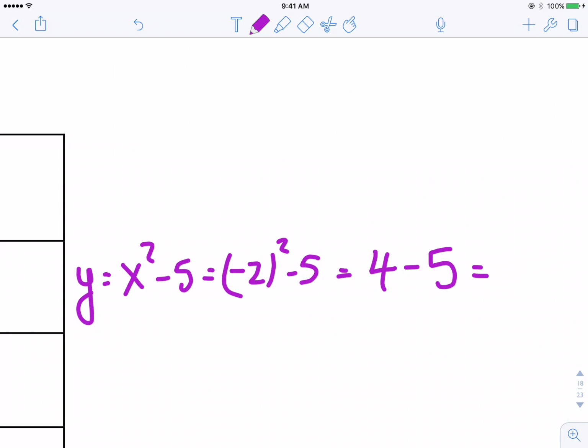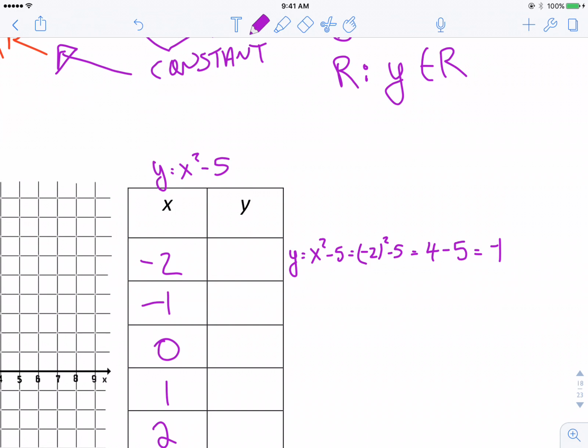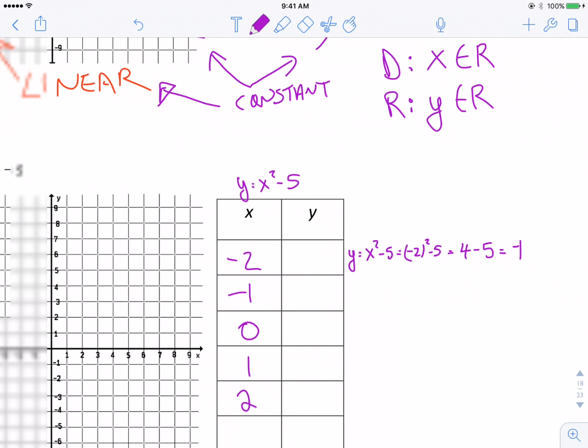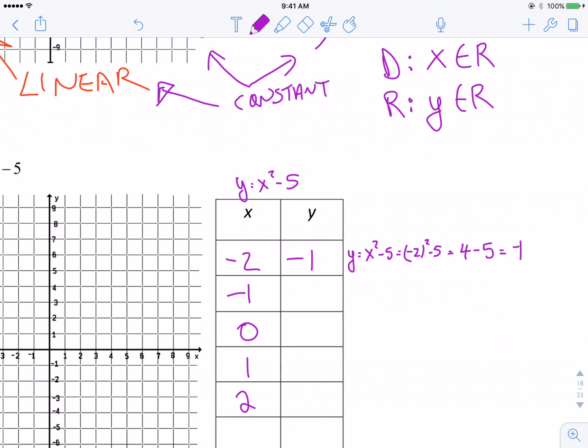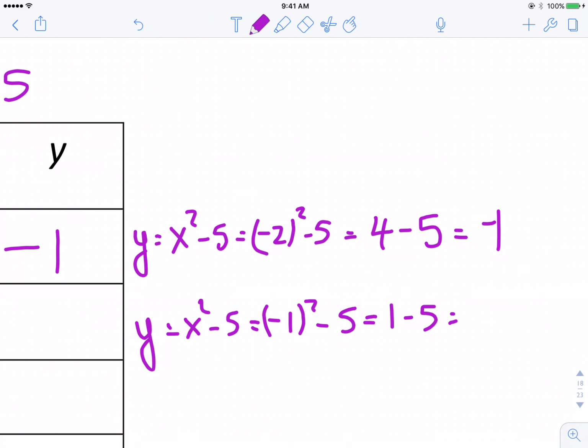This gives me -1. Do it again. Y is equal to x squared minus 5. -1 is my value. Squared minus 5, which is 1 minus 5, which is -4.